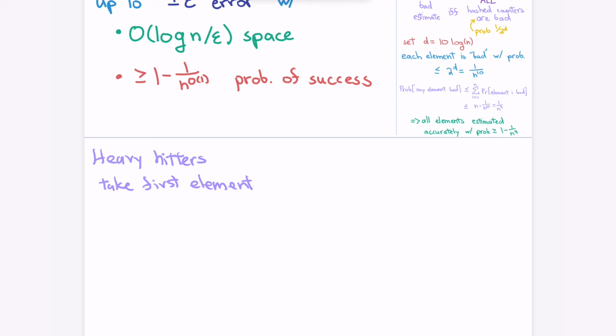Okay, so a million elements have already come in. You already have a good heavy hitter set for those first 1 million elements. Okay, the 1,000,001st element comes in. What do you procedurally do?